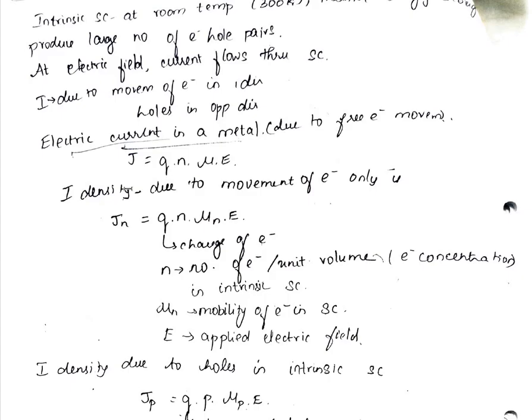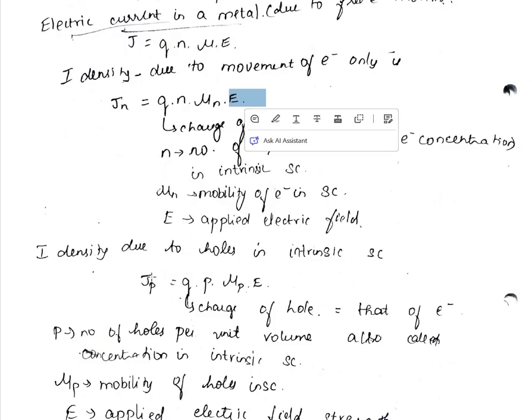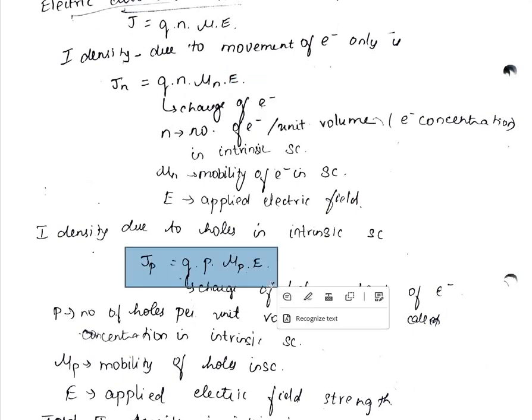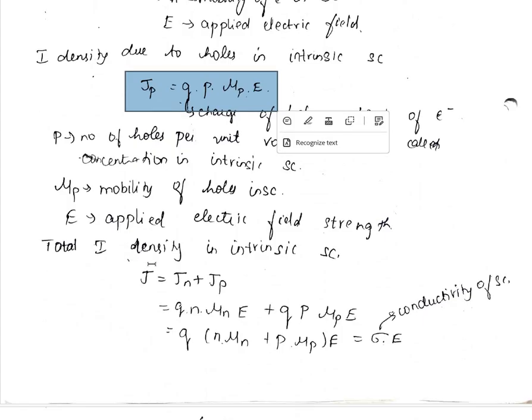J is the current density due to the movement of electrons only. So Jn is Q n mu n E, where Q is the charge of an electron, n the number of electrons, mu n the mobility of electrons, and E the applied electric field. The same for p type: Jp equal to Q p mu p E, where Q is the charge, p the number of holes, mu p the mobility of holes, and E is the applied electric field.